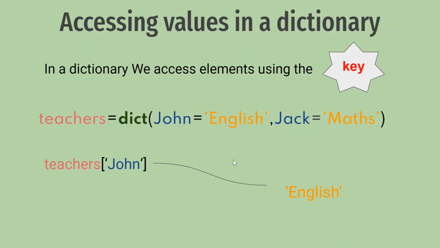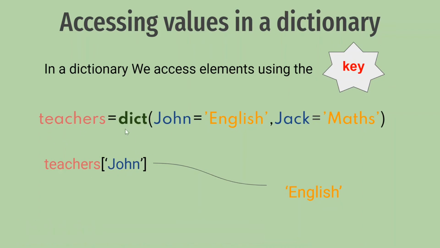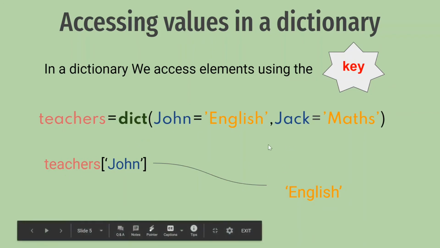So in order to access a value, if teachers was a list, I would have put the index location, like 0, 1 or something like that. But in this case teachers is not a list, it's a dictionary, so I will use the key. So teachers of John and I'll get the value English. If I want to know what Jack is teaching, I'll say teachers of Jack and then I'll get maths.